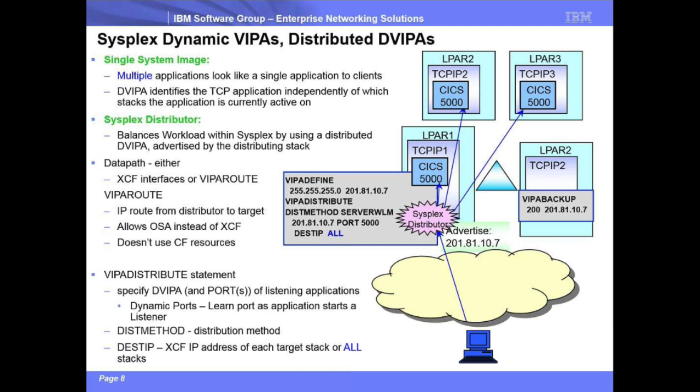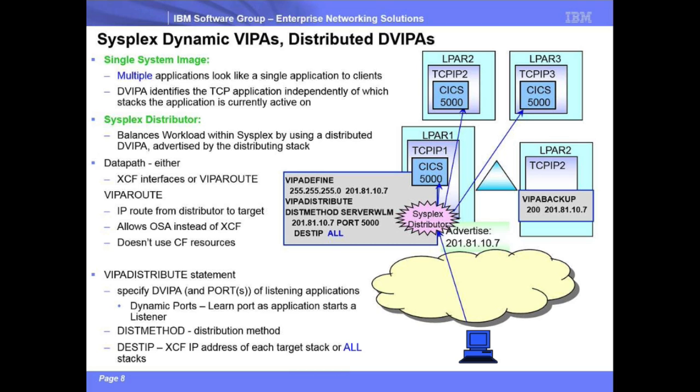The Sysplex Distributor, which is owning the DVIPA and advertising it, makes a decision as to which stack, or which application, will actually receive the new connection and the new work for that workload. The data path from the Sysplex Distributor to the stack where the work is actually being distributed can use XCF interfaces, or it can use VIPAROUTE. And certainly between CECs, you would definitely want to use VIPAROUTE.